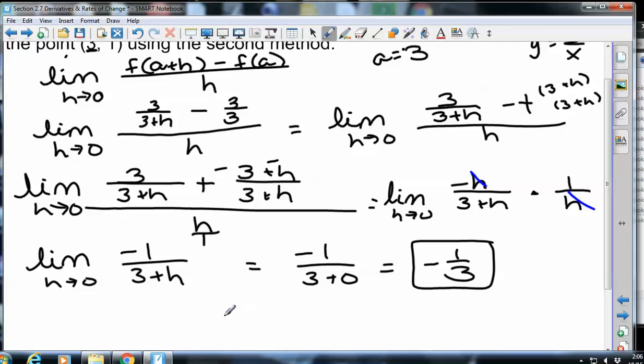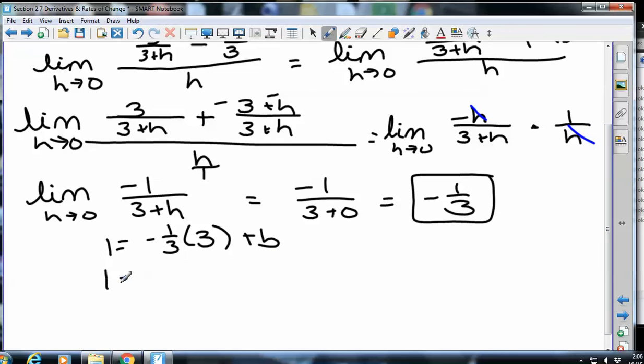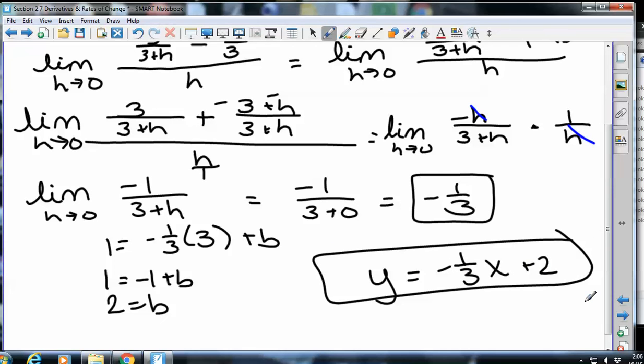to plug into y equals mx plus b. So y was 1 equals m, which is negative 1/3, times x, which is 3, plus b. So b is 2. So my equation is y equals negative 1/3 x plus 2. Questions?